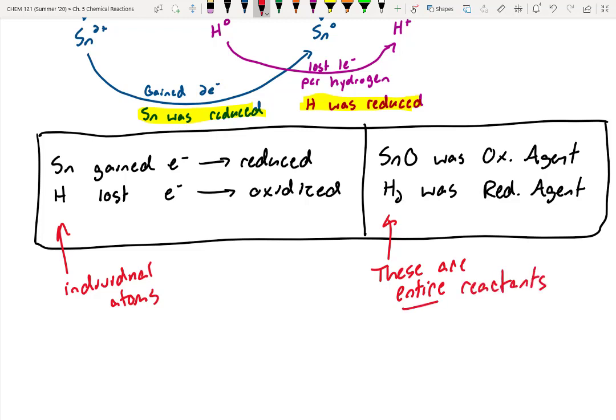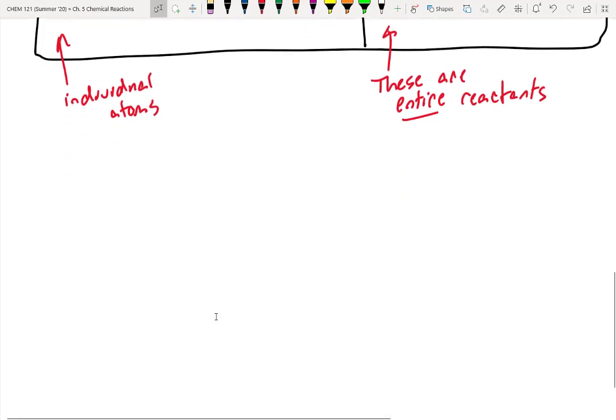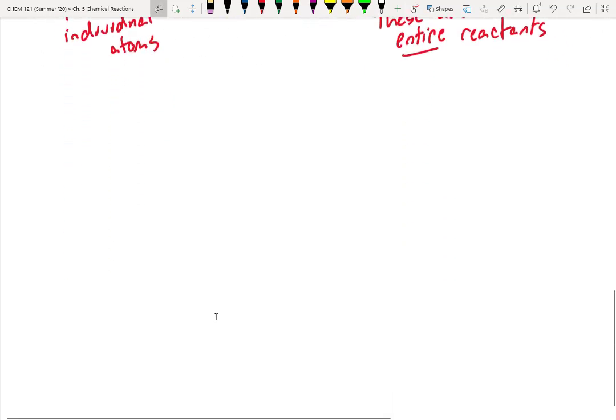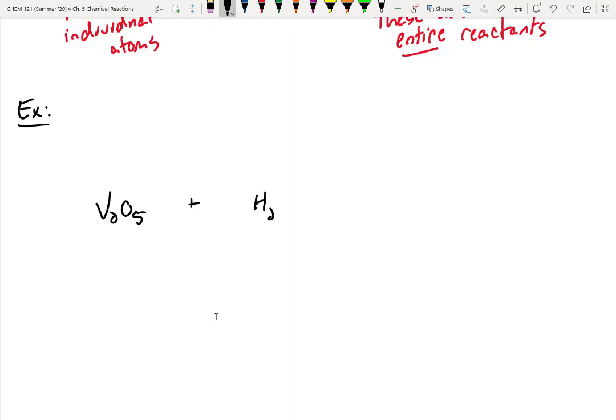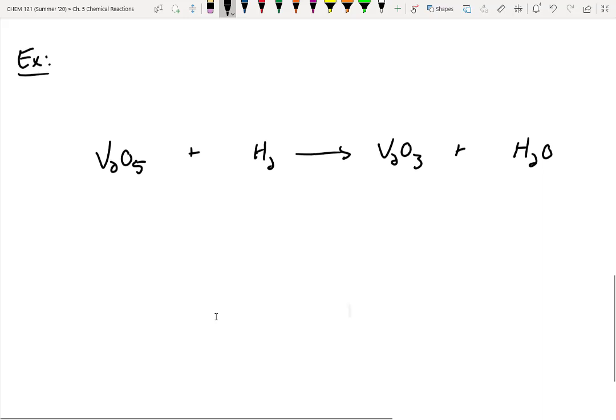All right, let's try to do one more because I know students tend to get a little bit overwhelmed with this, and practice is key. All right, so let's do this next example, and in this next example, we're going to do a harder one. We'll do V2O5. I'm just going to keep the states off right now just to keep things simple. We're going to combine this with hydrogen gas, and we're going to make V2O3 plus water.